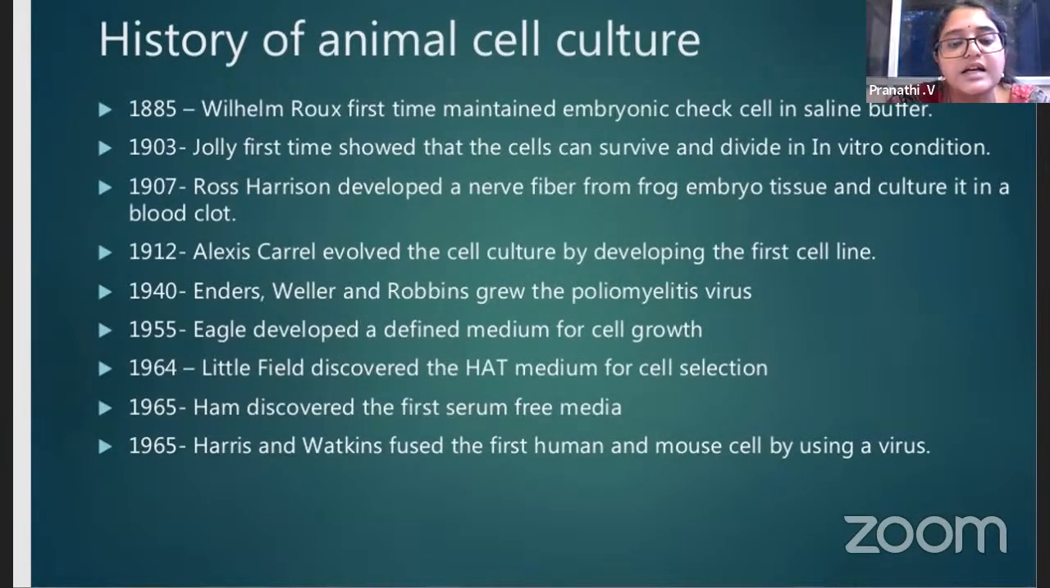And then Eagle was one person who developed a particular medium, that is, the growth as well as food-giving atmosphere for the cell. That is why you have Eagle's, EM is one thing. So defined Eagle's minimal essential media. Littlefield was one person who had discovered the HAT medium for selection. That is, HAT is your hypoxanthine, aminopterin, thymidine medium for growing cells, especially the tumor cells. And then Ham was one person who had discovered the serum free media.